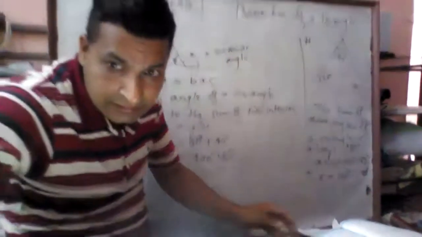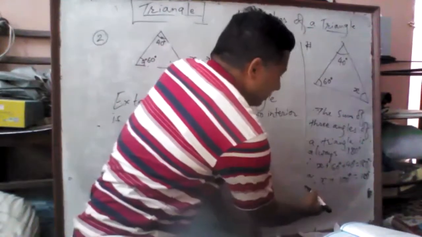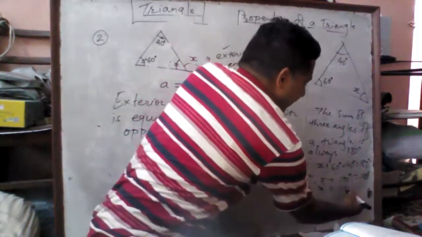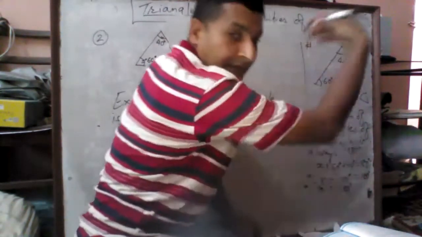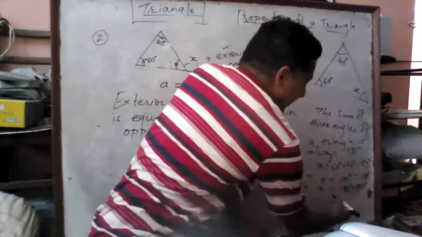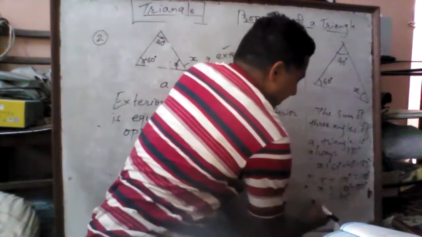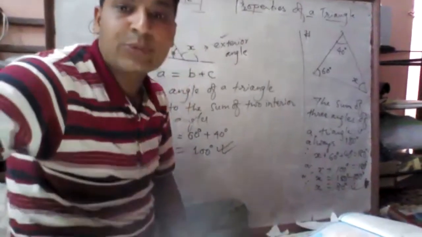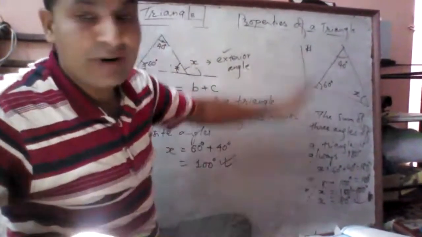X equal to, we can take that 100 degrees to the other side, so that we can write 180 minus 100 degrees, that is 80 degrees. That is the value of x. Like this, we can find out the unknown angle by using the property of the triangle.